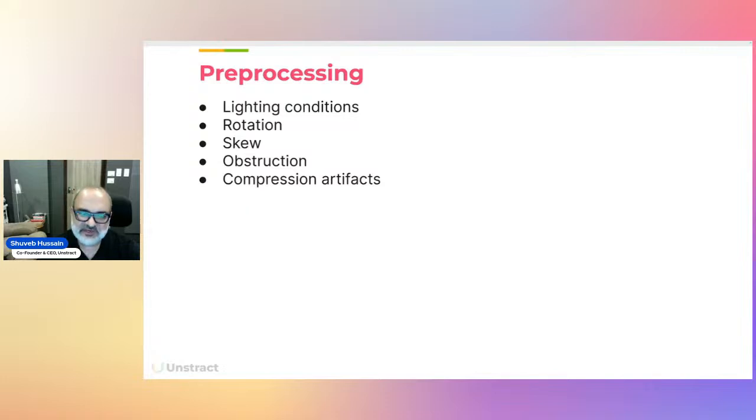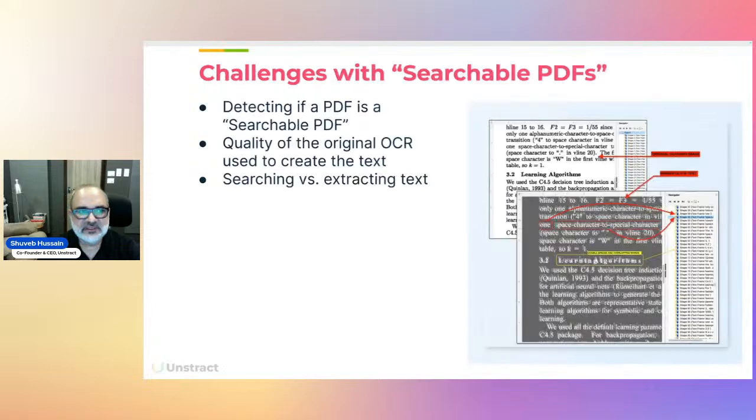And of course, compression artifacts. When you have pictures included in PDFs, you can have compression artifacts, which is fairly common, and it can really mess with the text in there, right? Now, there are what we call searchable PDFs. This is very, very common.